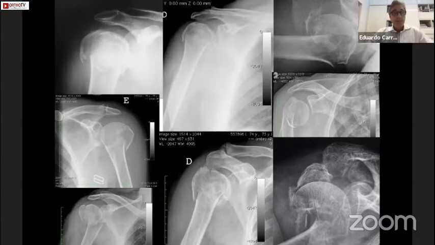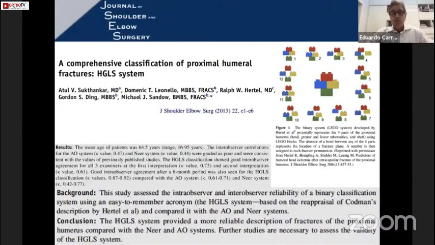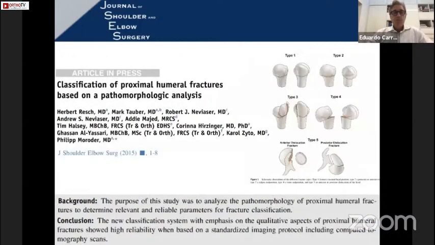So then there are some authors that want to do a new classification to understand better what happens with these fractures. Like Dr. Ralph Hertel, he used the logo classification, and then later Dr. Herbert Hash tried to make another classification, but in my opinion, this is one of the most difficult classifications to understand. This tells me that the surgeons are not satisfied with those classifications because we cannot understand very well what happened with these fractures.